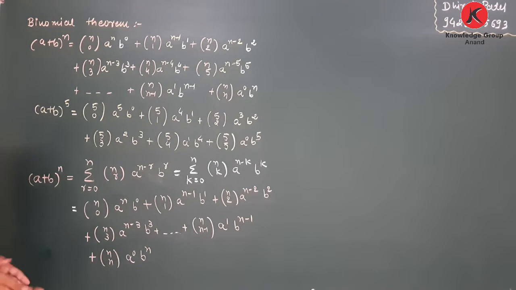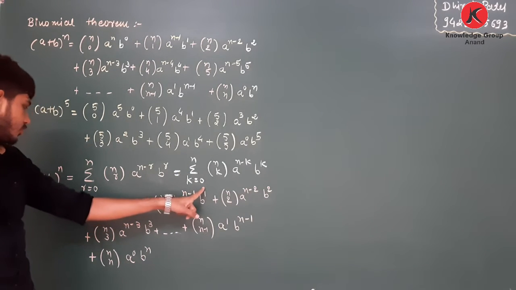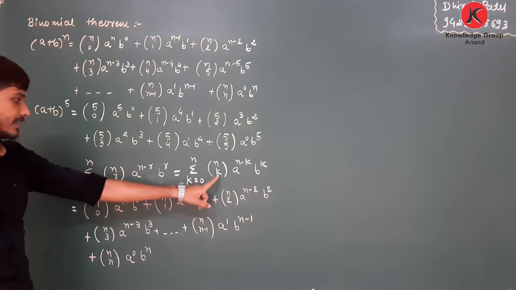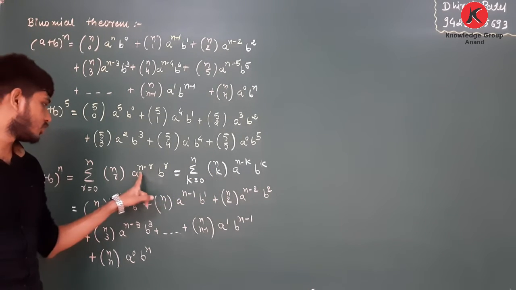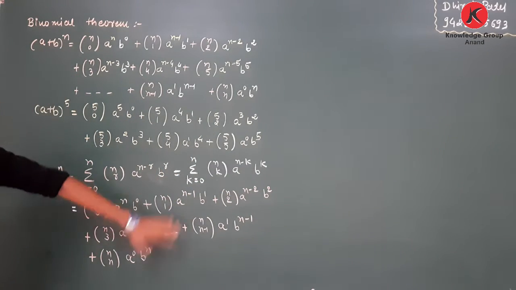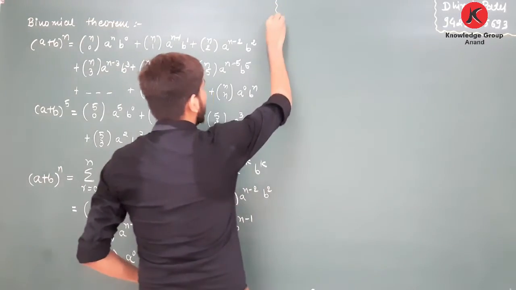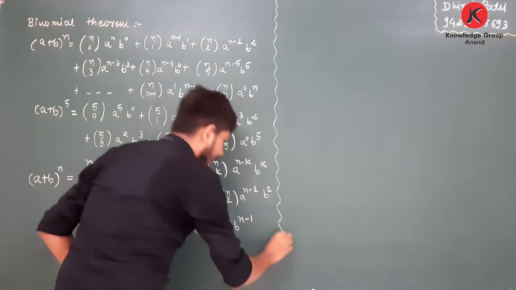Here, sigma r = 0 is replaced by k = 0 to n, nCk a^(n−k) b^k. So this can be obtained by use of this. All the remaining observations we have already discussed.